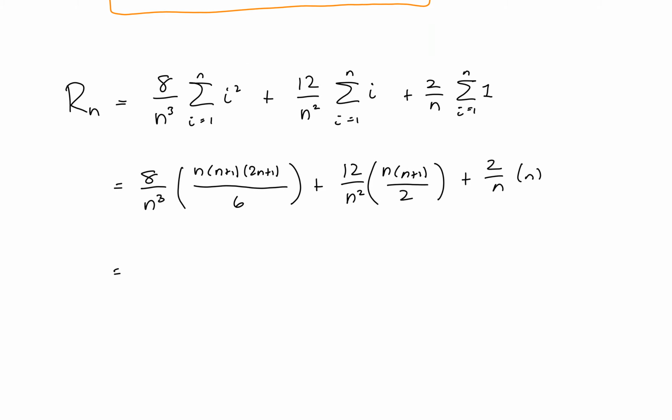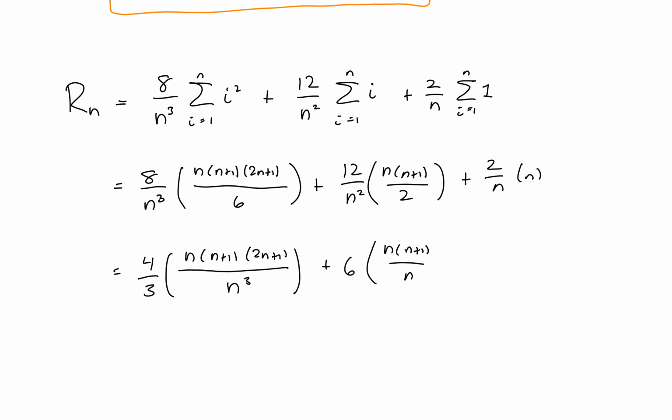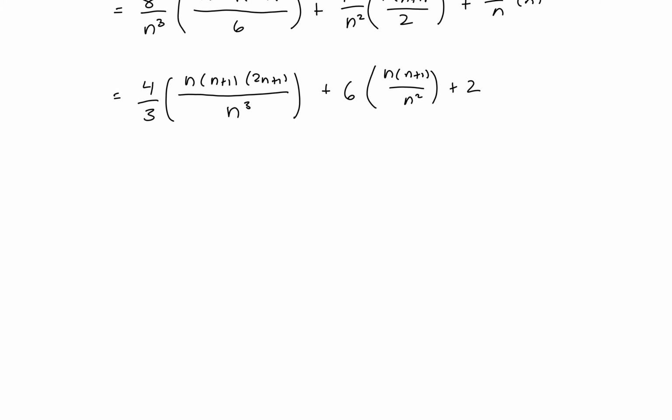And then let's just regroup these things a bit. So if I put the 8 and the 6 together, I get a 4/3. And then I have n times n plus 1, 2n plus 1 over n cubed plus 6 times n plus 1 over n squared plus 2. So there's a nice, easy, what we call the closed form expression for a right Riemann sum. So now we're finally in a position to be able to evaluate the integral.